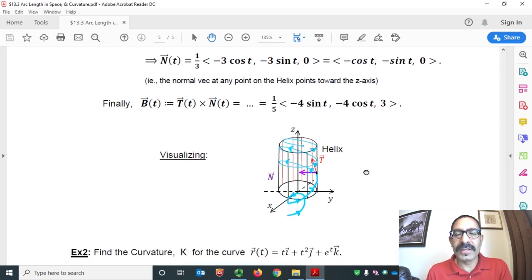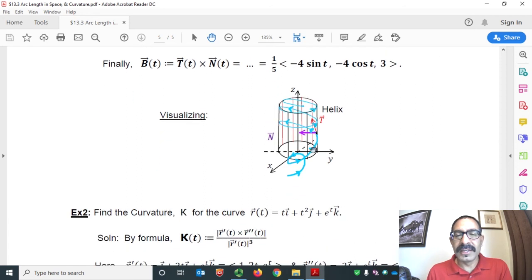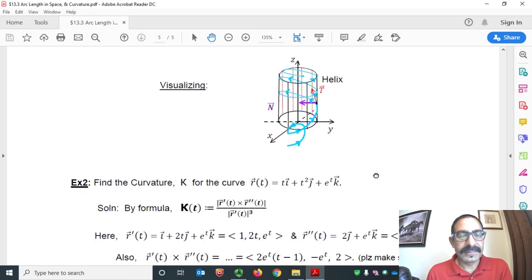Now quick visualization. This is the helix, and at some point here, this is the tangent vector and this is the normal vector. The normal vector is pointing to the directrix, the z-axis of this helix. Great. Now let's move on.